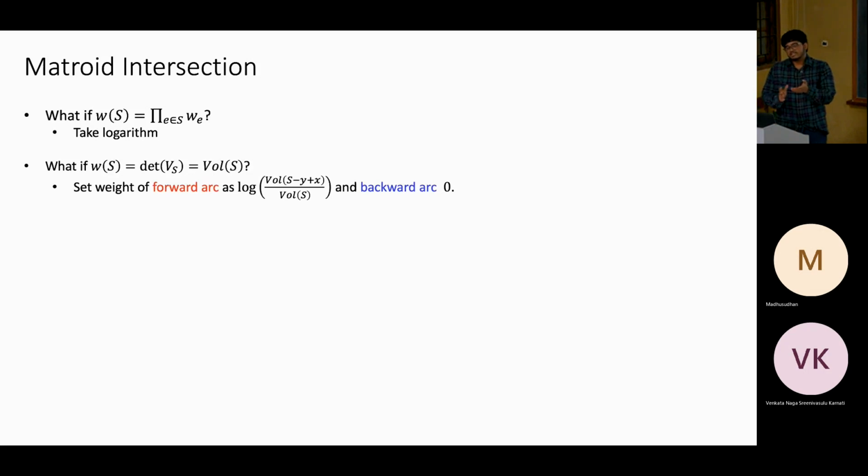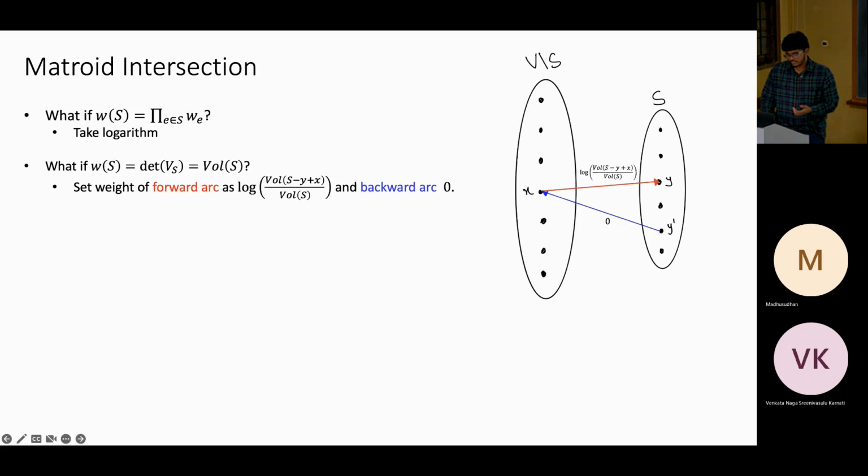Wx minus Wy is just W of S minus y plus x minus W of S, the new weight of the set after exchanging minus the weight of the old set, right? So that's what we're doing. How is the log volume changing with a swap? So those are our weights.